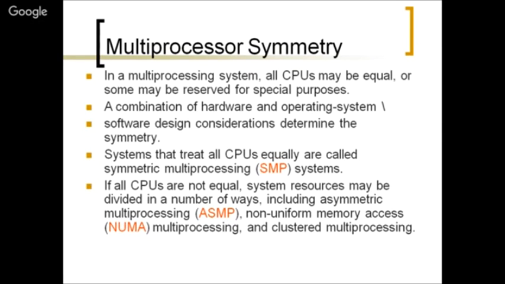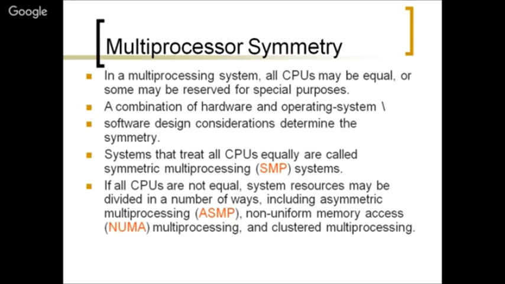Okay, so in a multiprocessor system, all CPUs may be equal, right? Or some may be reserved for special purposes. As we have seen in the processor, we have some co-processors, right? Similarly, we have more than one CPU, so depending on the need of your application, you can reserve one of them for a particular application for a special purpose.